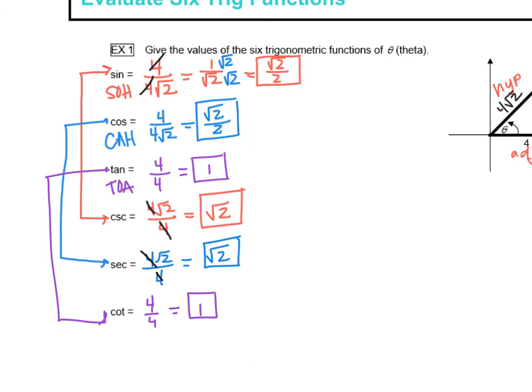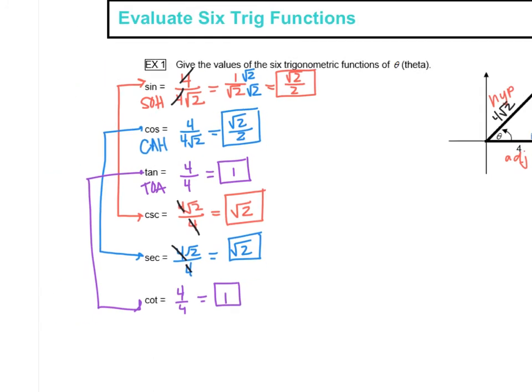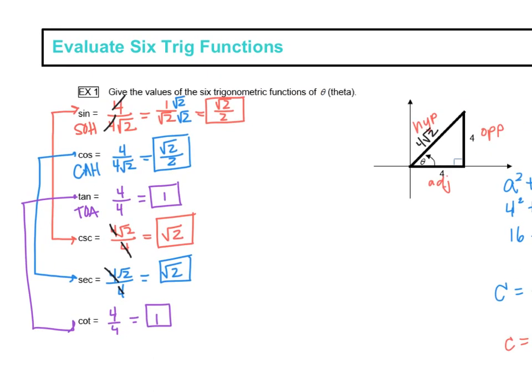So those are your 6 trig functions of theta, and theta came from our coordinate plane over here. Remember, we connect to the x-axis, x-axis when we form that triangle, and theta is always the angle at the origin of your coordinate plane.